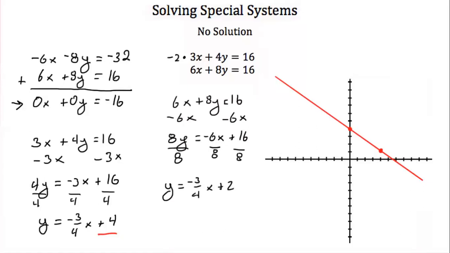Well, to graph that, we go to a positive 2 on the y-axis. That's our intercept, right there. Down 3 over 4. Point right there. Connect our points. We get a line that looks like that.